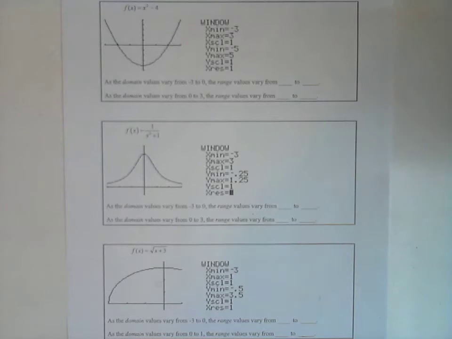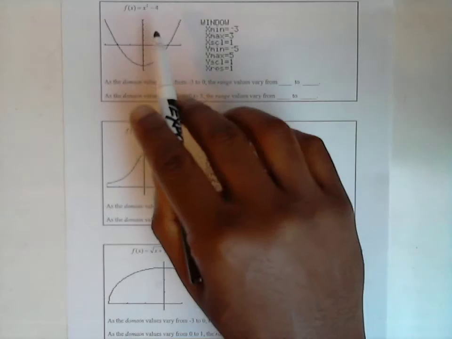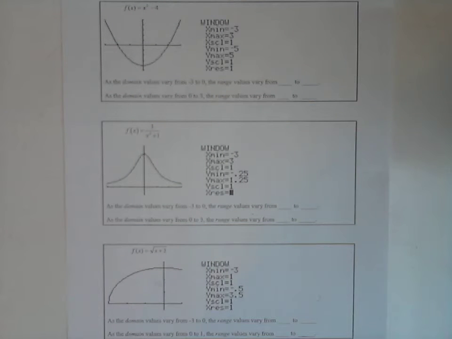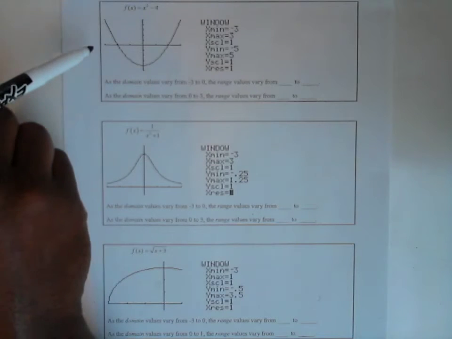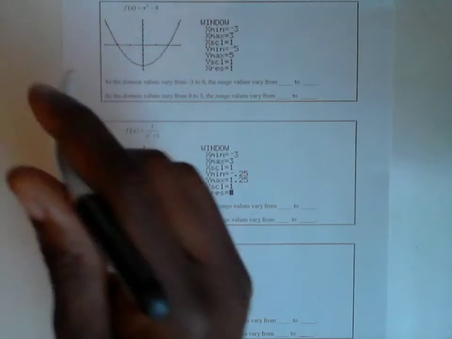Our first problem here is f of x equals x squared minus 4, and the section on the problem where it shows the window actually gives us the window that we could put in our calculator if you wanted to reproduce that same graph. Now the first question says, as the domain values vary from -3 to 0, the range values vary from, and we need to find those range values. So what we'll look at is our domain, again, our x inputs from -3 to 0.